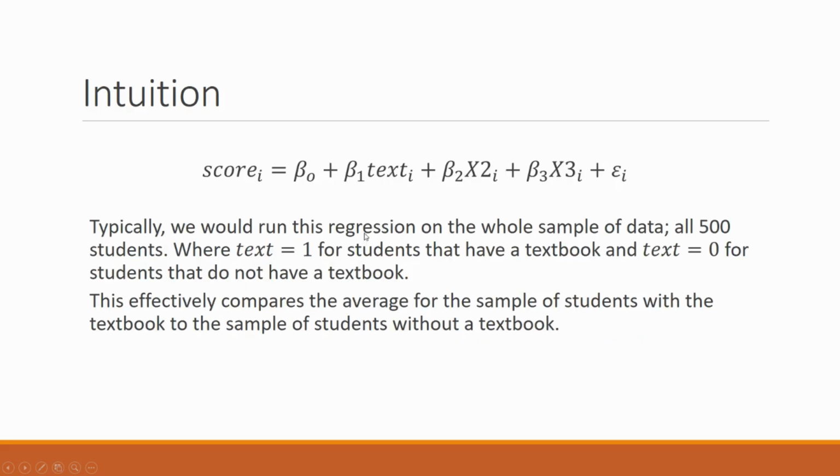Now, typically, we would go in, collect data on our 500 students, and just run a regression on the whole sample of data. We have our test scores here, and then we have our textbook variable and our different independent variables. The textbook variable equals 1 for students that have a textbook, and equals 0 for students that do not have a textbook. What this regression does is it effectively compares the average for the sample of students with the textbook to the average of the sample of students without a textbook. We're basically comparing the treatment group to the control group.